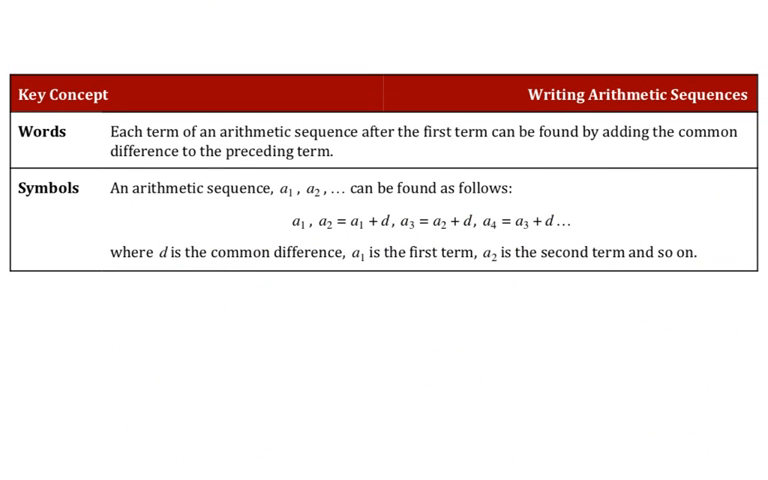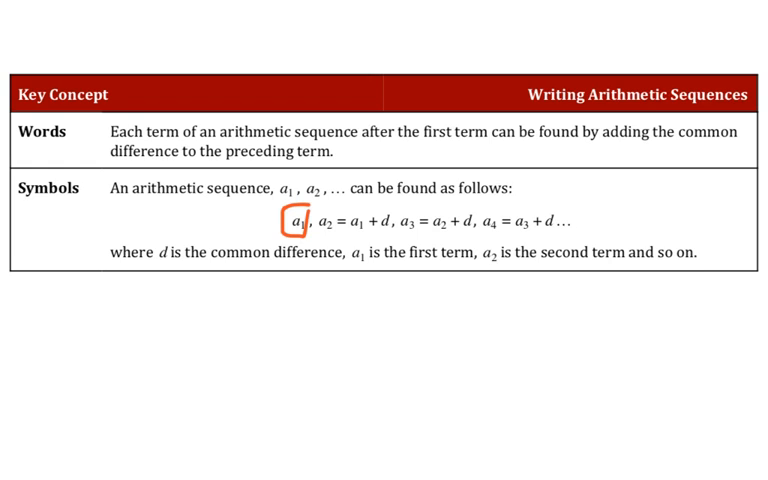So now let's deal with these words. Each term of an arithmetic sequence after the first term, we've got to be given the first one to begin with, can be found by adding the difference to the preceding term. So it can be found as follows.